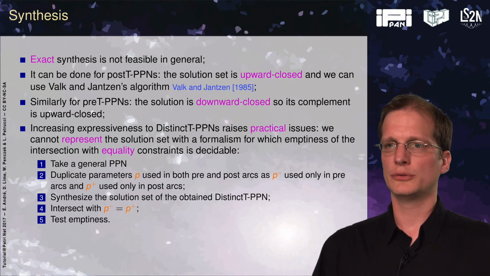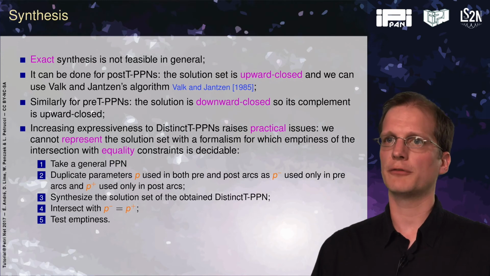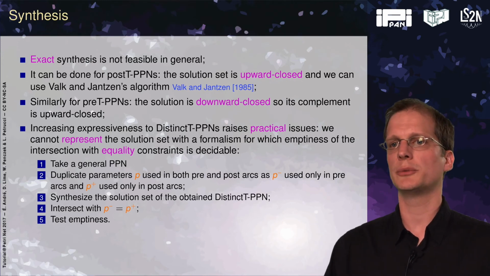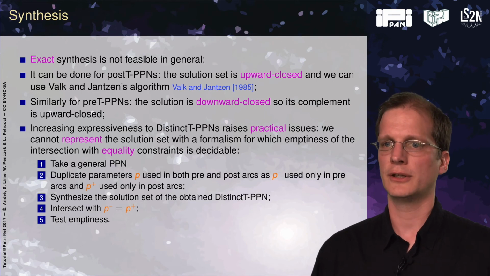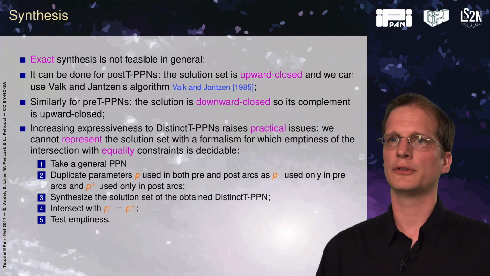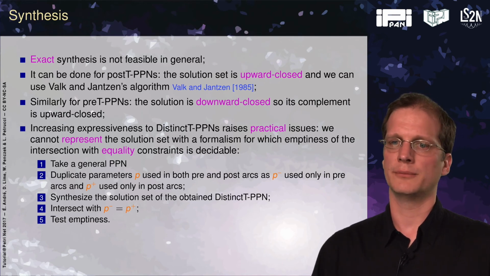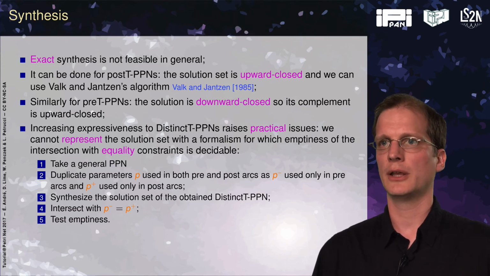Then if we want to get back to our more expressive class of distinct T PPNs, we have practical issues, because we cannot represent the solution set with a formalism for which emptiness of the intersection with equality constraints would be decidable. Why? Because otherwise we can decide the existence of a parameter evaluation for coverability in general parameter Petri nets. How does it work?